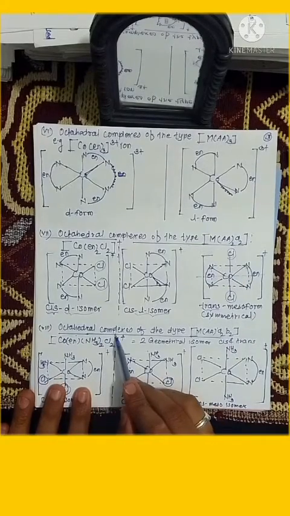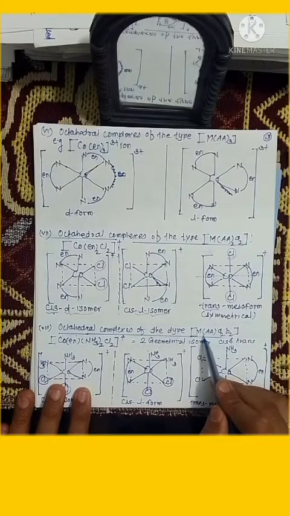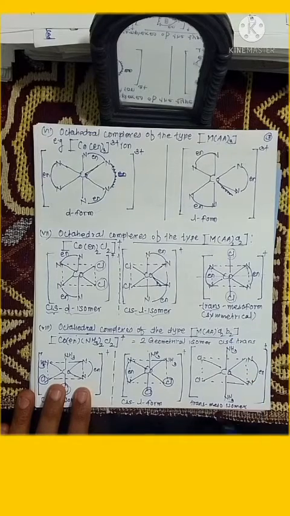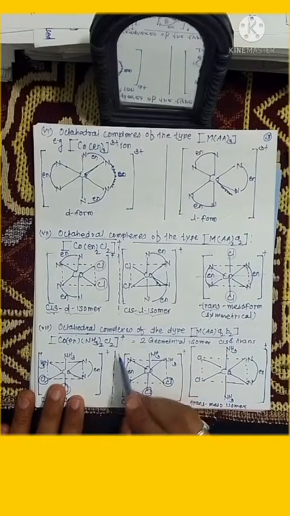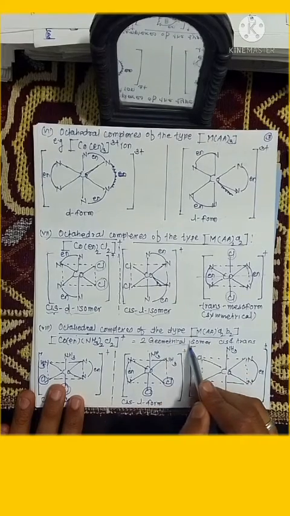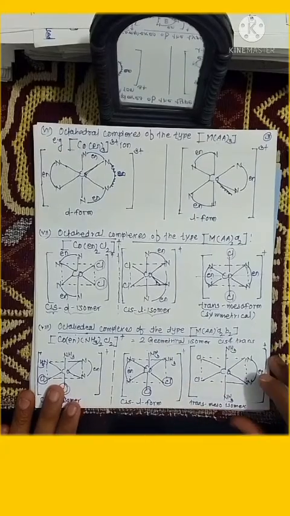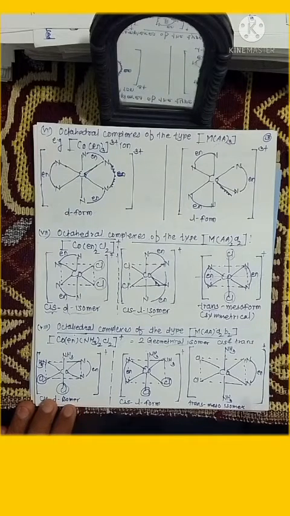Now we are going to see complexes of the type M(AA)B2. This is an example of this type of complex. This complex has 2 geometrical isomers, that is cis and trans, and 3 optical isomers, that is D, L and meso form.